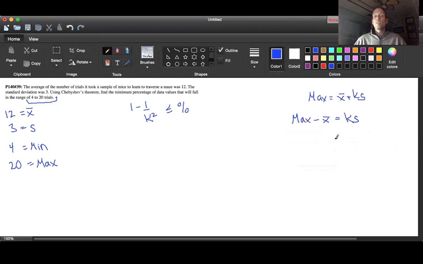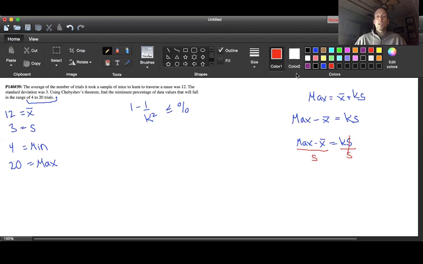Looks a little bit easier to work with, but I still have my k attached to an s. So how do I clear out the s? I'm going to have to divide both sides by s. Let me rewrite the whole thing over here. Maximum minus x bar equals ks. So I'm going to divide the right side by s, and what I do to one side, I must do to the other. So I'm going to divide the other side by s.